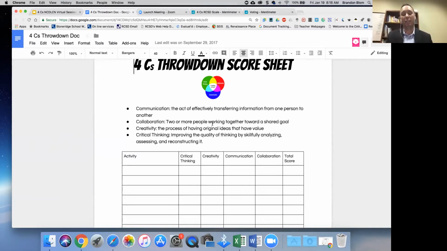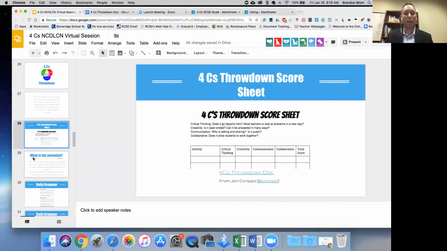We're going to look at different activities, hopefully give you some ideas, and we'll actually score. So, like I said, 10 points for each category, total of 40. So hopefully that makes sense. I'll show you an example.